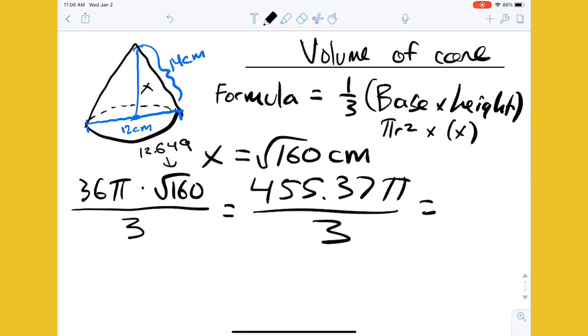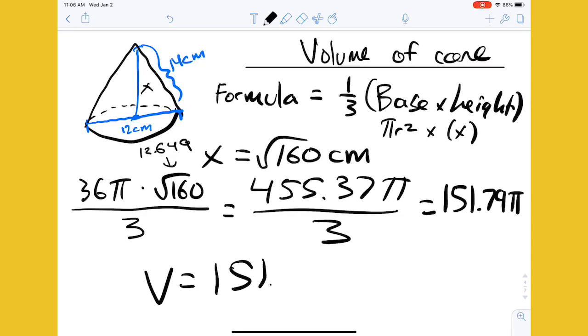equals, this is just all calculator work, 151.79 pi. So that is our final answer, but it is volume, so it's going to have to be in centimeters cubed. So our final answer, volume equals 151.79 pi centimeters cubed.